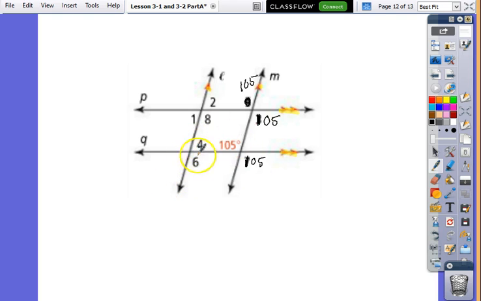So 4 and 105 are supplementary. What does that mean? So that makes 4 what? 75. And by the way, angle 6 and 105 are alternate interior, so that one's 105. 105 is corresponding with 8, so that's 105. 75 is corresponding with 2, and 75 is alternate interior with 1. So look at that. I just found the measure of all of those angles just by knowing properties of angle relationships when parallel lines are cut by transversals.